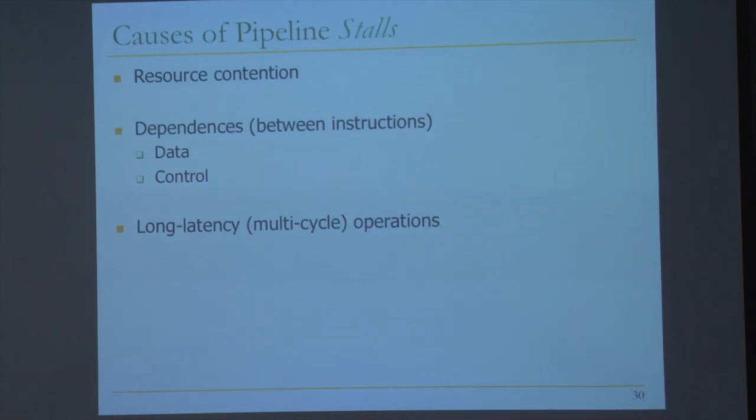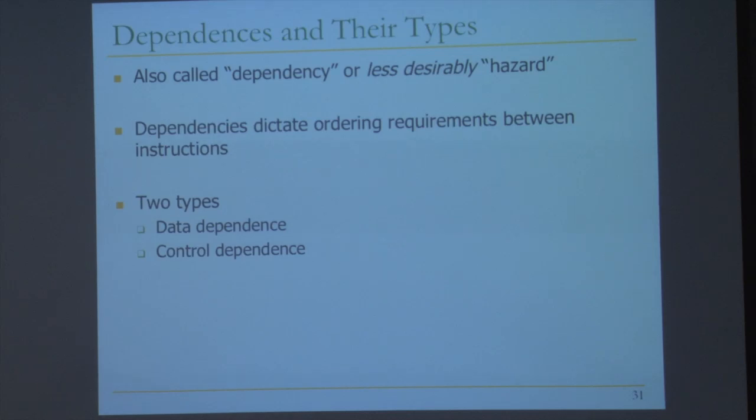Okay, what are the causes of pipeline stalls? A stall is basically when a stage or multiple stages in a pipeline are not moving, or should not move, because there's something that caused it. Resource contention is one of them, and we'll see that. Dependencies between instructions, data dependencies and control dependencies, and long latency operations. Let's look at dependencies first.